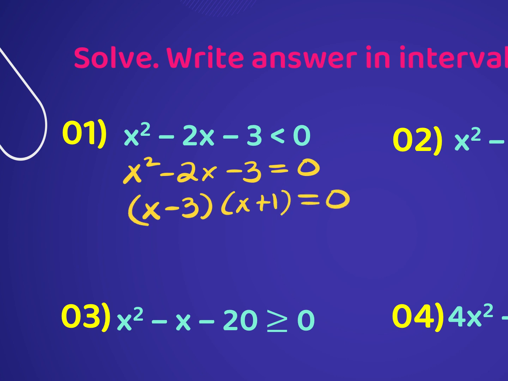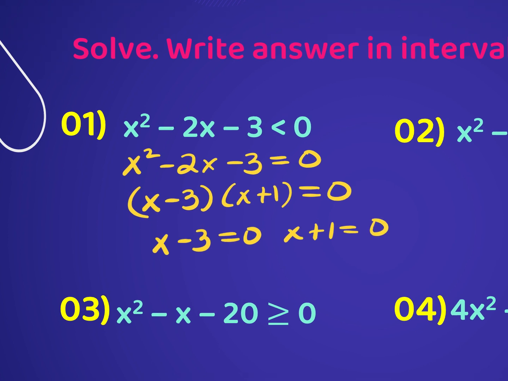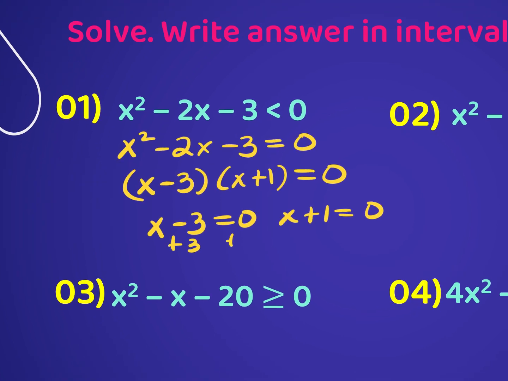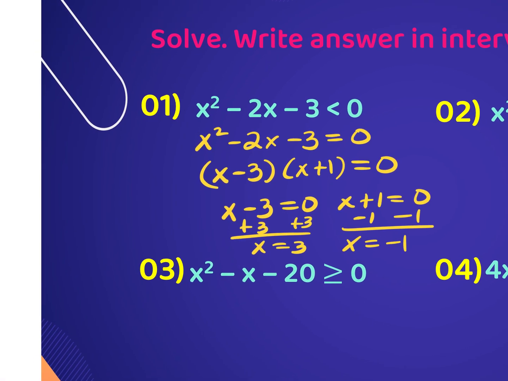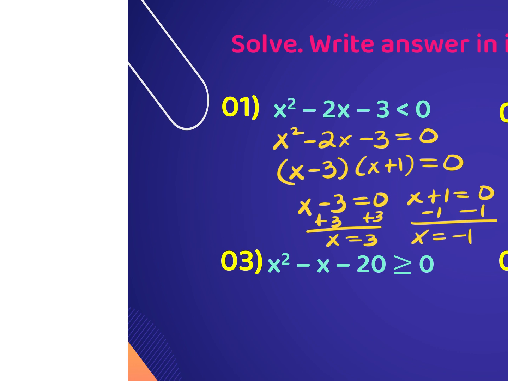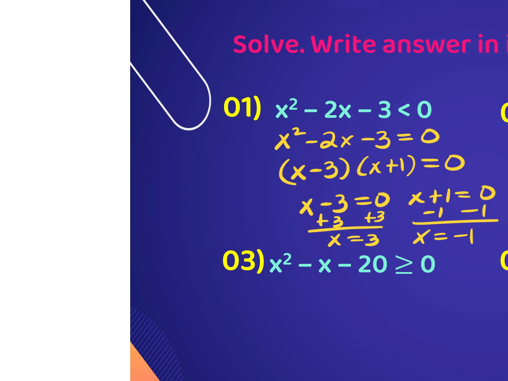I now set each of my factors equal to 0. So x minus 3 equals 0, x plus 1 equals 0. I'm now going to add 3 to both sides. x equals 3, subtract 1, and x equals negative 1. Now, these are not the answers. These solutions that I just found by setting the quadratic equation equal to 0, these are going to become the breaking points on my number line.